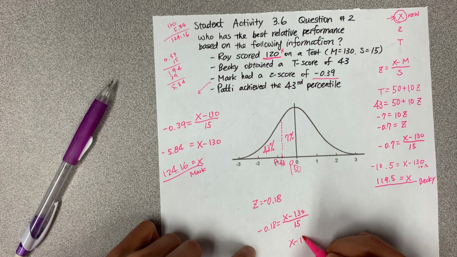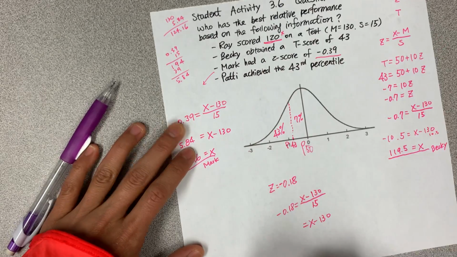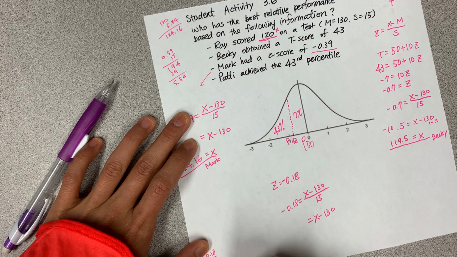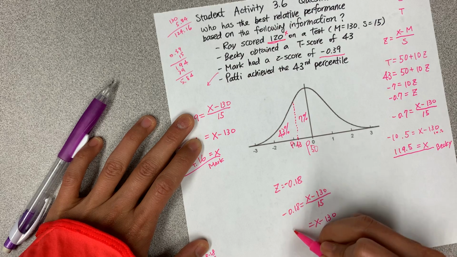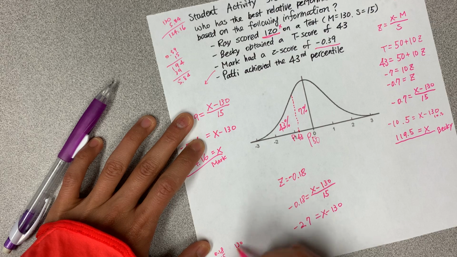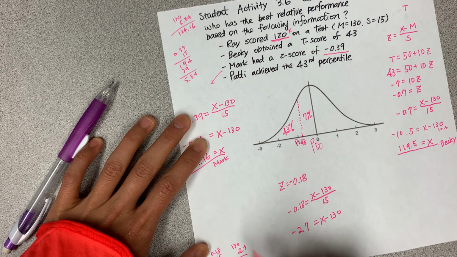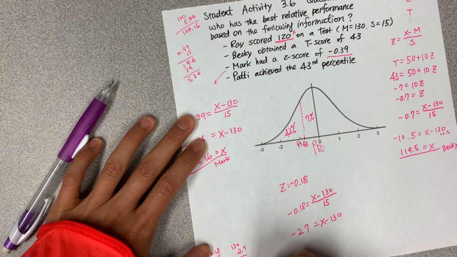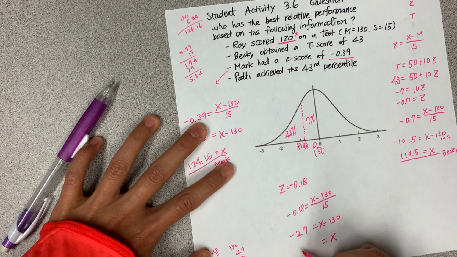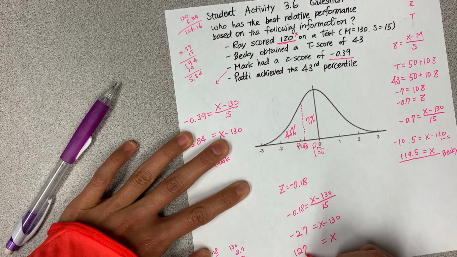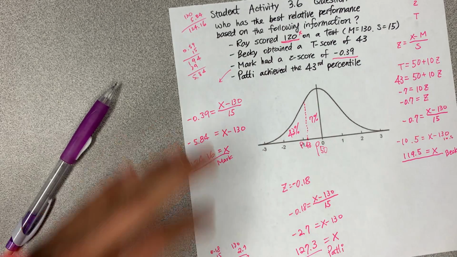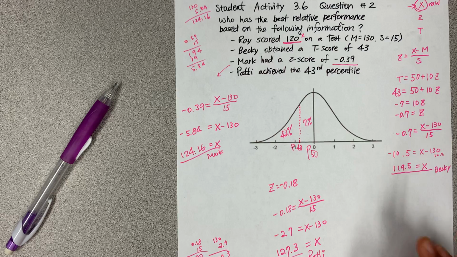So x minus 130, let me work it out. 15 times 0.18 is negative 2.7, so x is 130 minus 2.7, which is 127.3. So x, the raw score, is 127.3 for Patty. Now I've got everybody's raw score.